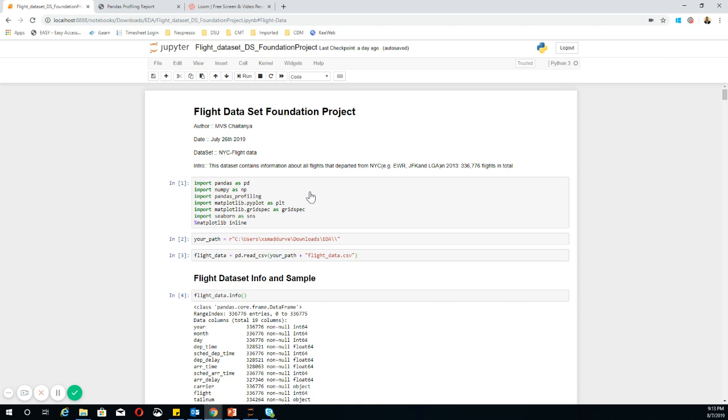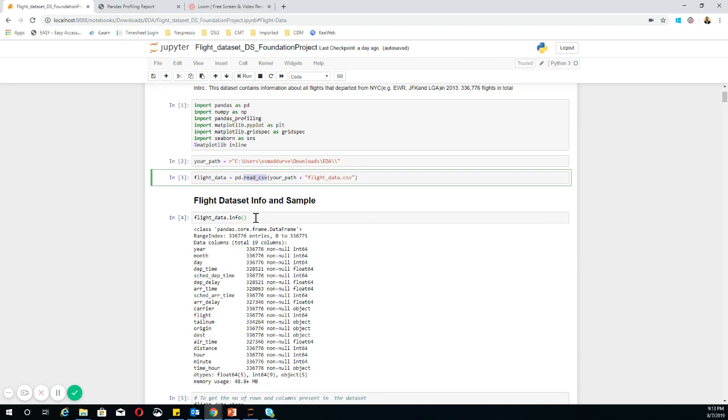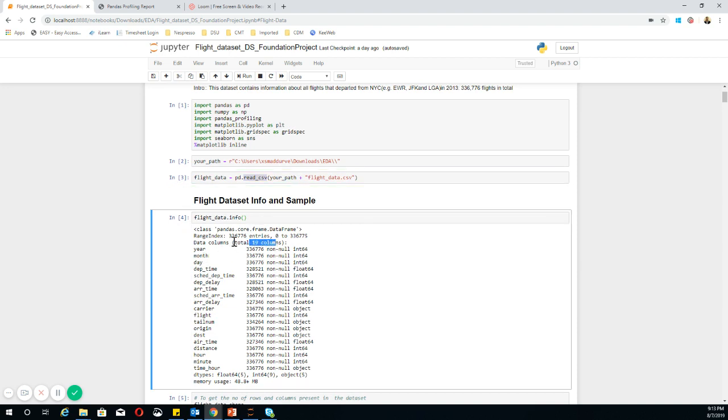Initially, I have imported the basic Python packages which are required for the analysis, and I have placed the dataset in my local repository by declaring the path using underscore path, and I'm using read underscore CSV to import the file. After the import, I gave the command info so that I can see how many columns and how many rows are available. There are 19 columns and 336,776 rows of entries.